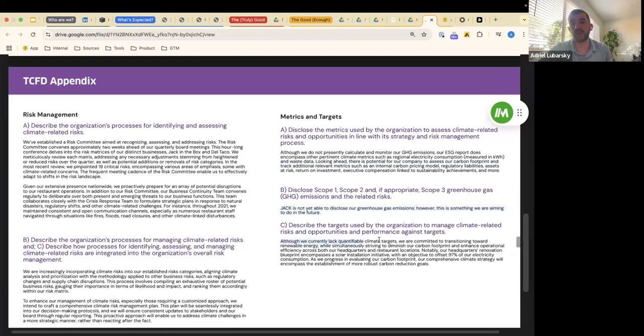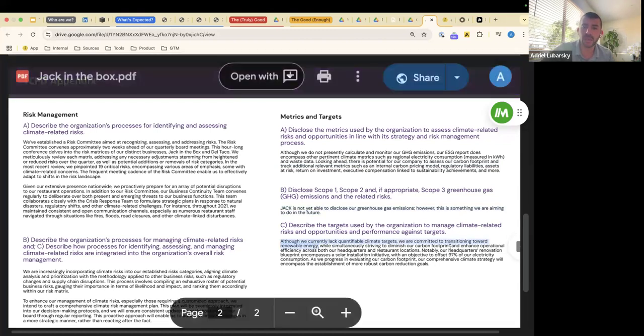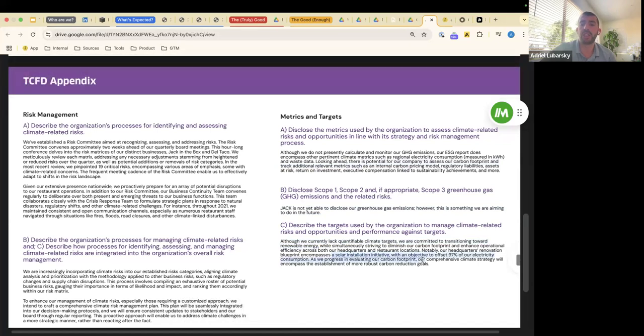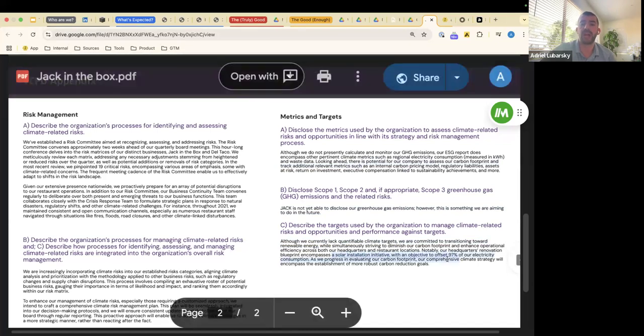And then same thing on targets. We lack quantifiable carbon targets, but they're committed to transitioning to renewable energy. So they said what they do. And they did talk about how their headquarters renovation involves solar initiatives, and they want to offset 97% of their consumption.